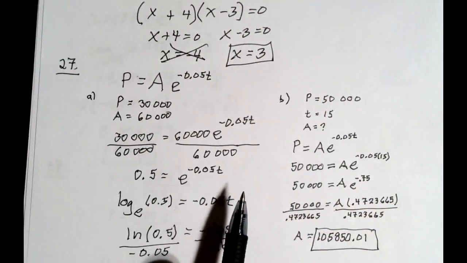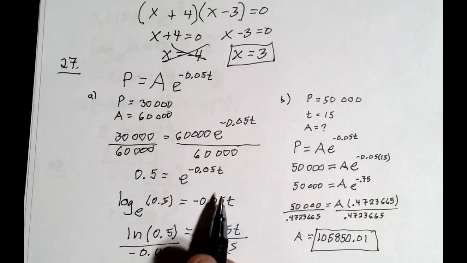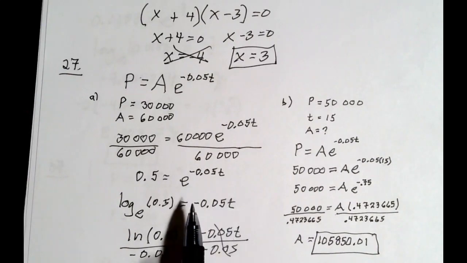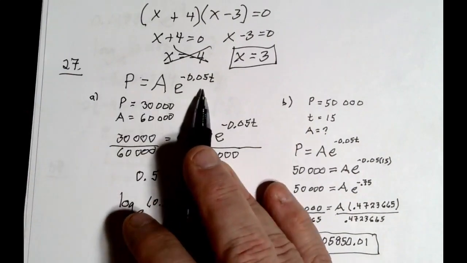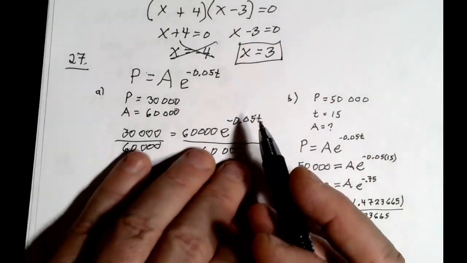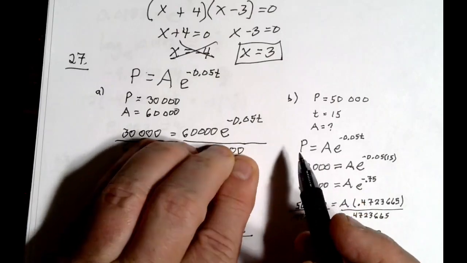Now 27 says purchasing power of an annual amount of certain dollars after 2 years at 5% inflation. It decays according to this formula here. And they tell you what P is and A is. So you plug all that in, and then you get this guy.